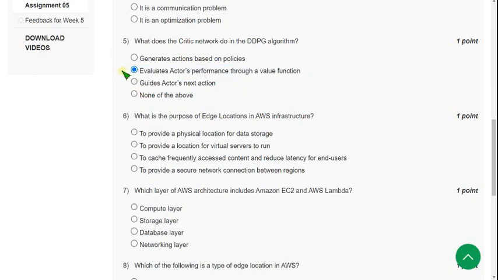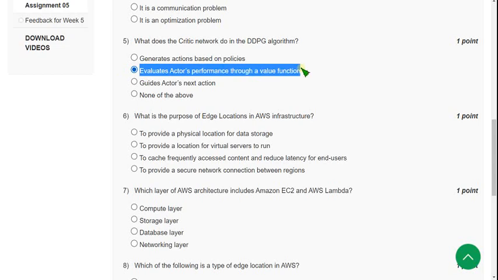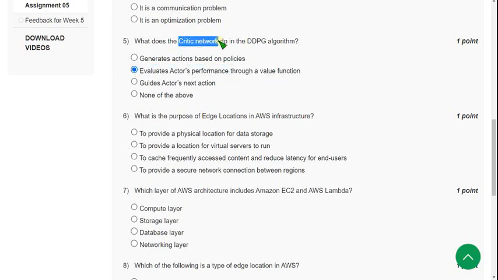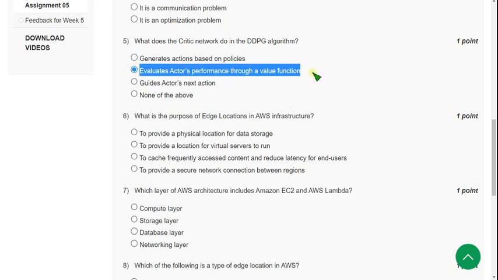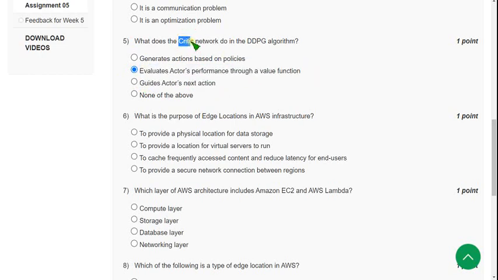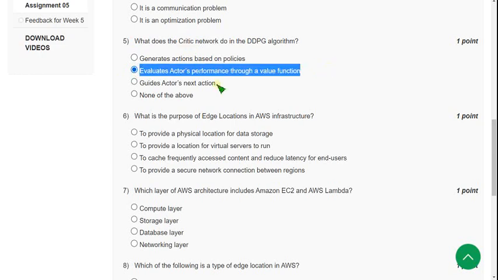Guys, if you can confirm it, you can do that in the comment section, but I am going with the second option here, because it is a direct consequence of the critic network. They have asked what the critic network does. Based on the second option, the third will happen, but the second one is the direct intervention of the critic. The critic is directly involved in this option.